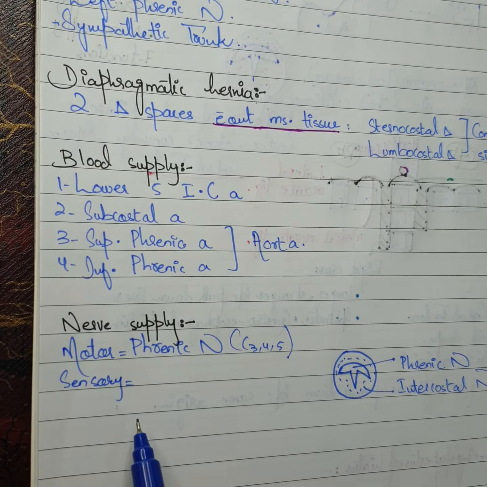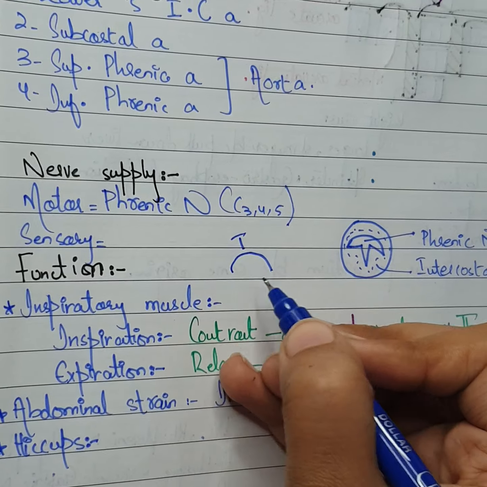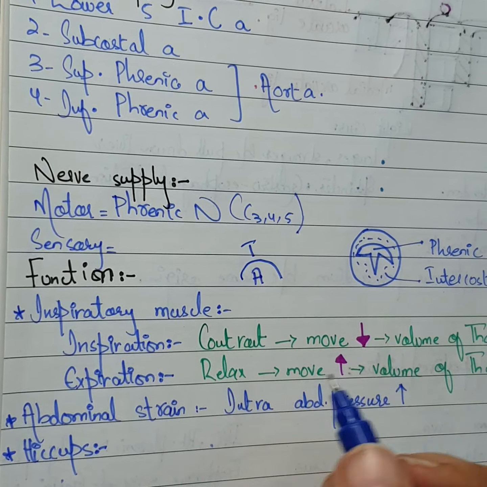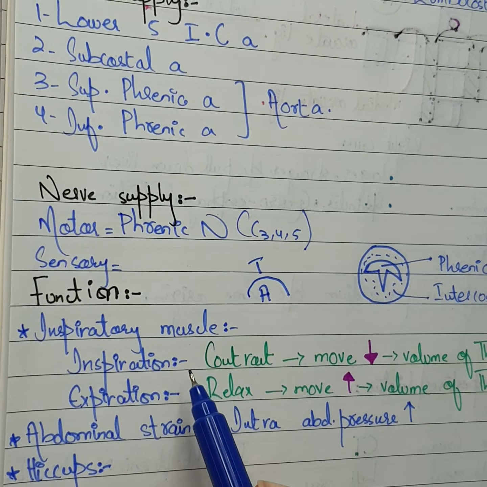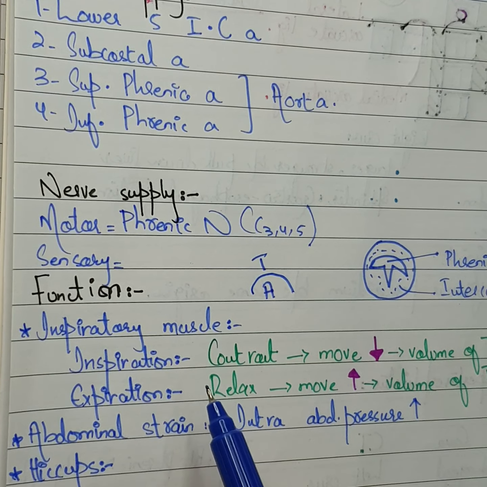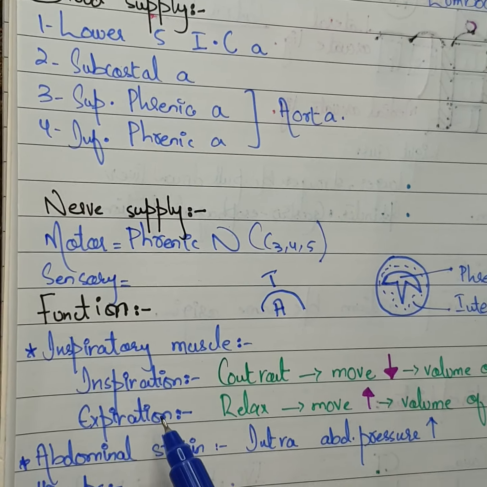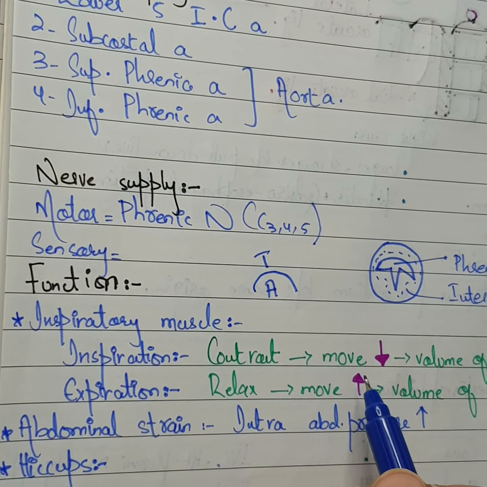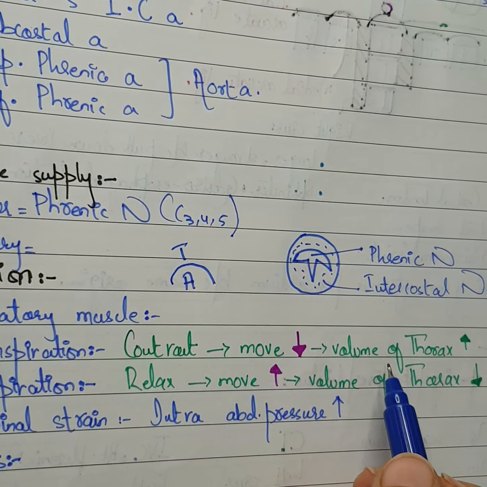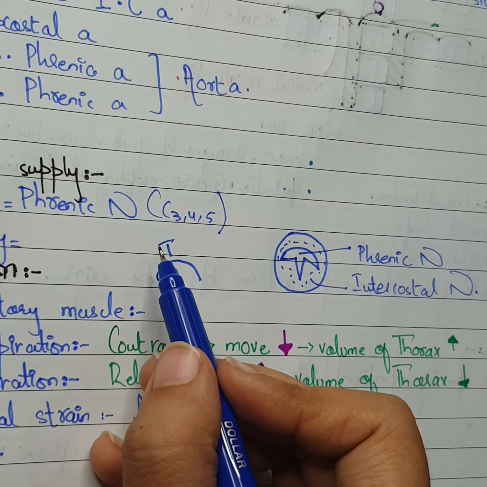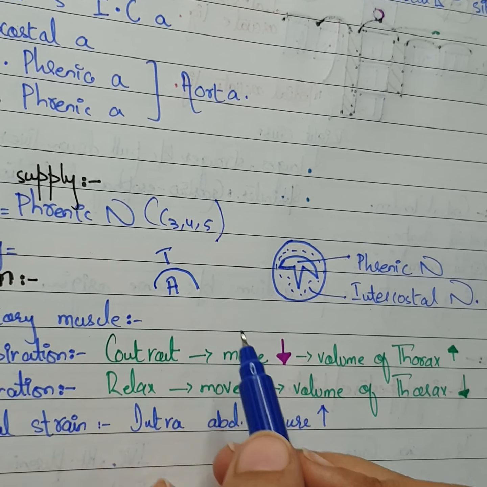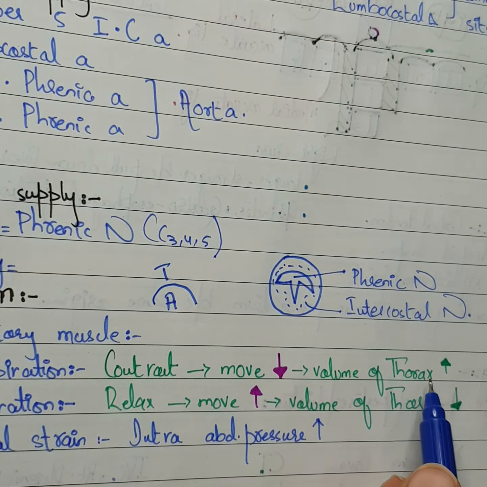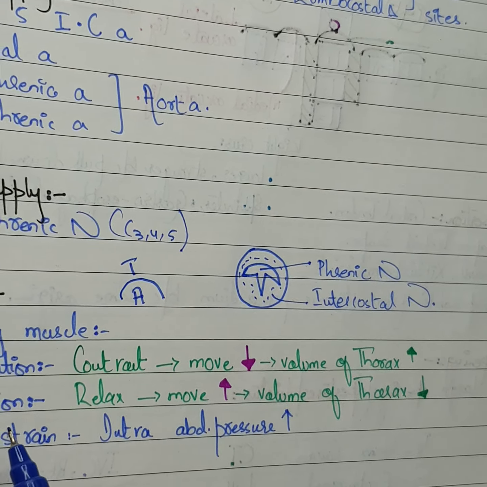When we talk about the functions of the diaphragm, the diaphragm is an inspiratory muscle. We know that the diaphragm is dome shaped. Above it we have the thorax, below it we have the abdomen. So how does it play its role in inspiration and expiration? During inspiration, the diaphragm contracts. When it contracts, it moves down. When it moves down, the volume of the thorax increases and inspiration occurs.